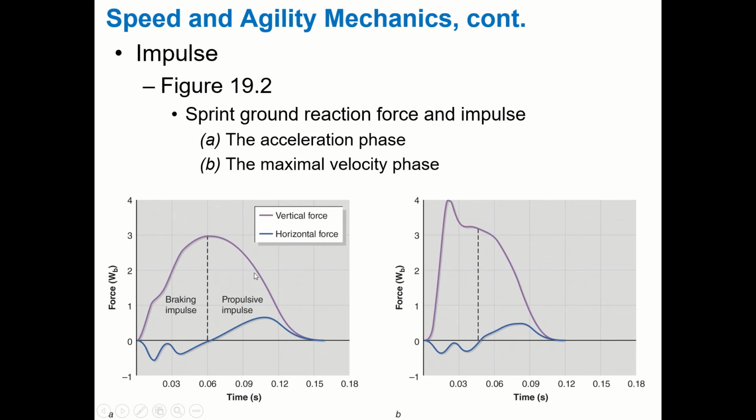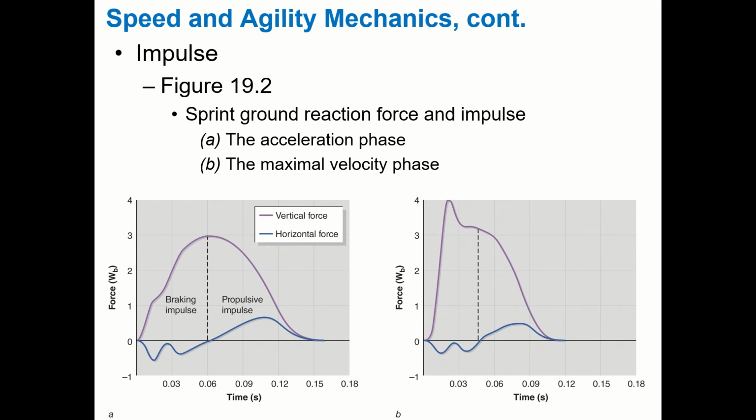Now, once they're out of the blocks, so once they're on step 2, then you get a braking impulse. Let's say they push off of their right foot as they're coming out of the blocks, and then the next time their right foot hits the ground, you're going to get heel strike first, so there's a little bit of a braking impulse or braking component to that. You're going to slow yourself down a little bit when your heel hits the ground and you move from heel strike to mid stance. So that's what that braking impulse is depicting. This is during the acceleration phase. The right side is during the maximal velocity phase, when they're running at top speed.